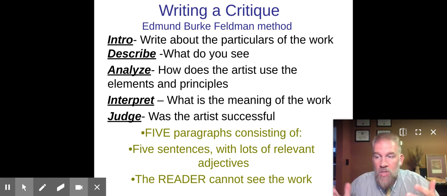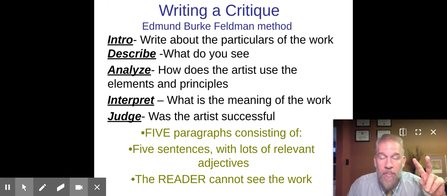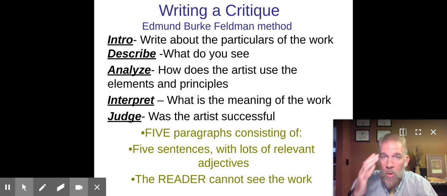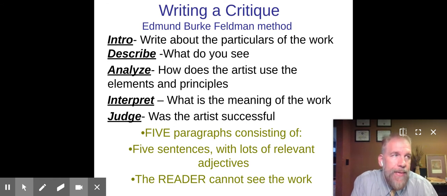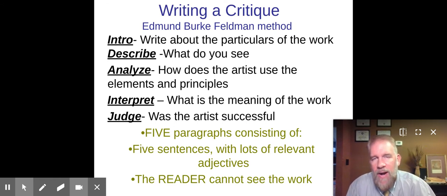We're getting ready to do what I'm calling the second part of my critique writing lesson. If you recall, yesterday we talked about how to go about writing a critique, and we're using the Feldman method. We altered it a bit just for our needs so that it can be graded, turned into a number grade. We said it's going to be 5 paragraphs of 5 sentences.